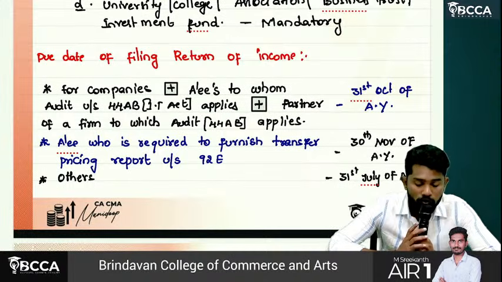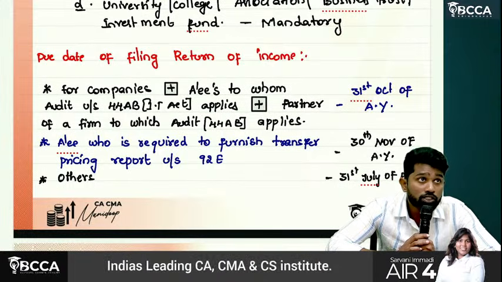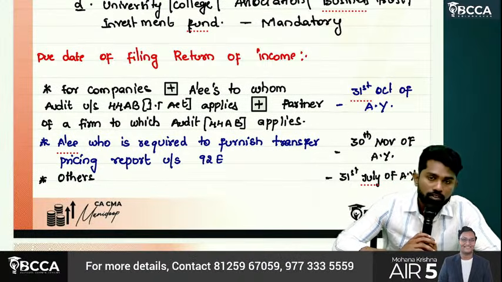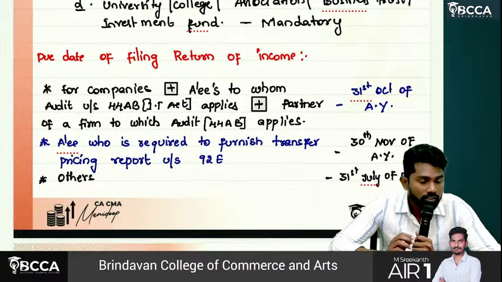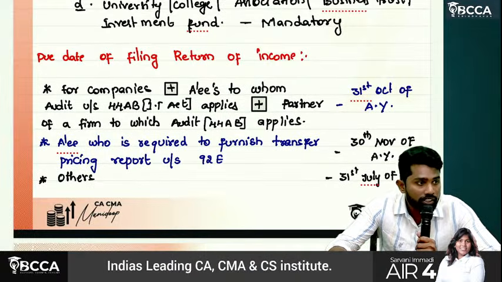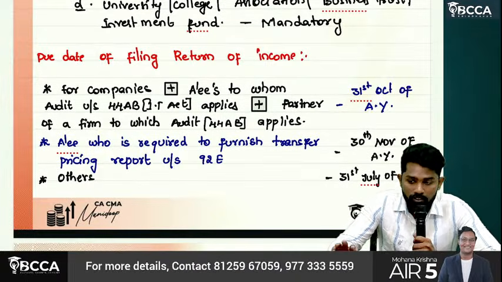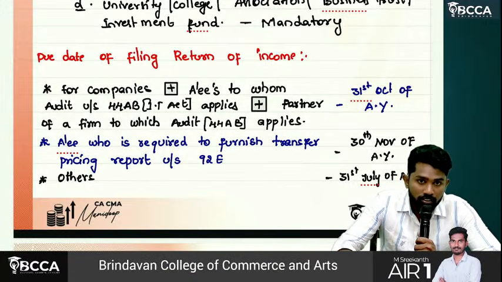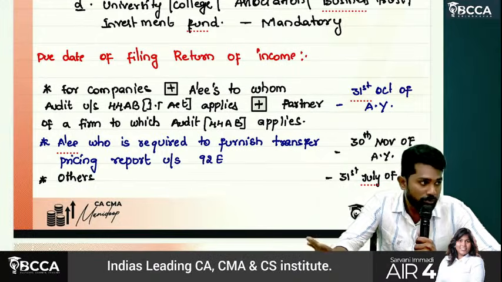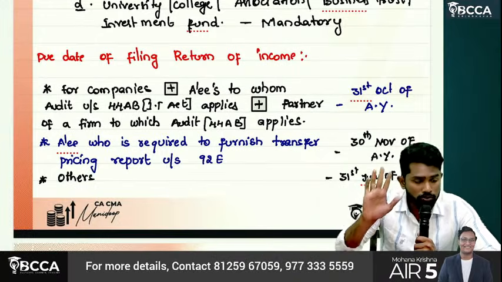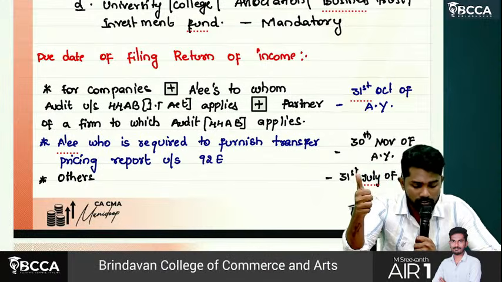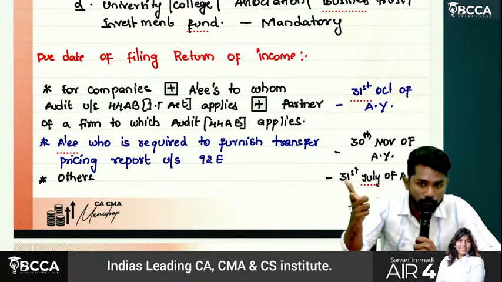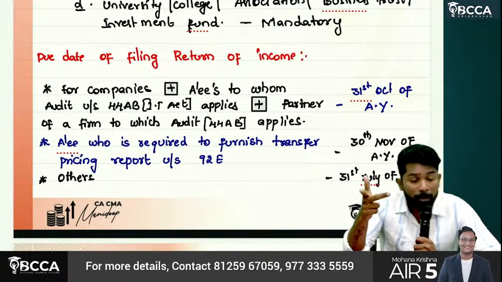Then due date for filing return of income, for companies and for assessees to whom tax audit is applicable. And then the third one, sir, important. If tax audit is applicable to the firm, then for the partner also the same due date, like the firm. So three persons are applicable here. First one, companies. Second one, assessees to whom tax audit under 44AB is applicable. Third one, partner of a firm.